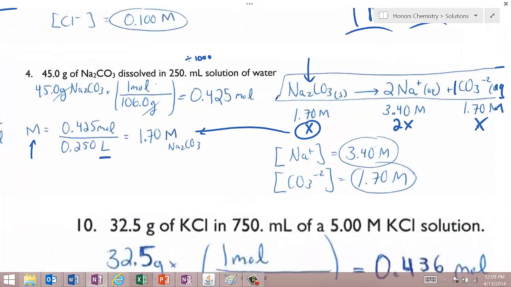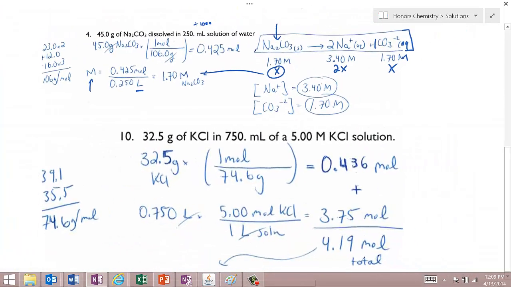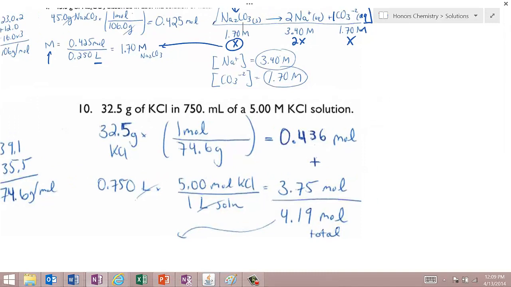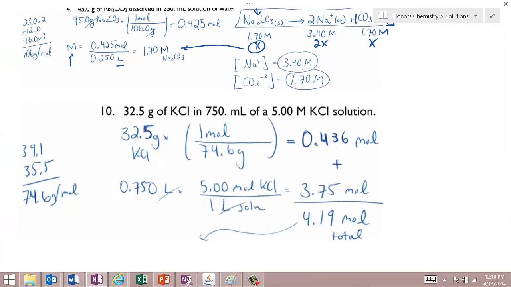The last hint I wanted to show you was for number 10. Number 10, I just kind of did the beginning of the problem. There are 2 sources of solute that are going to be in here. And so you take 32.5 grams of KCl, and you pour that into a solution that already has 5 moles per liter of KCl dissolved in it. So what you need to do is add the moles from the solid you added plus the moles already in there. And so I'm adding to a solution here.